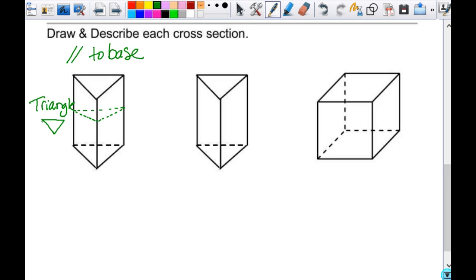Now, it gets chopped into two smaller triangular prisms, but that's irrelevant. Nobody asked you for that. I mean, it's good to be able to visualize that too, but that's not what the cross section is. All right, so on this one, we're going to do this perpendicular to the base.